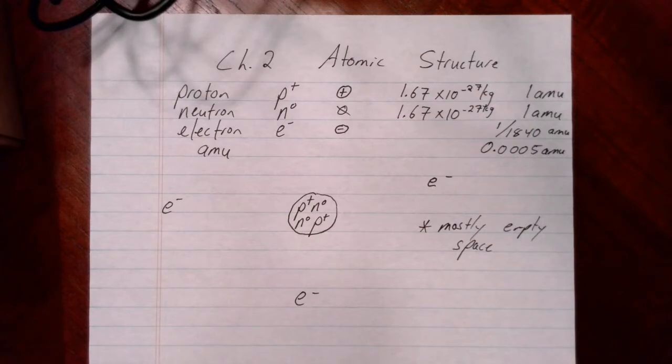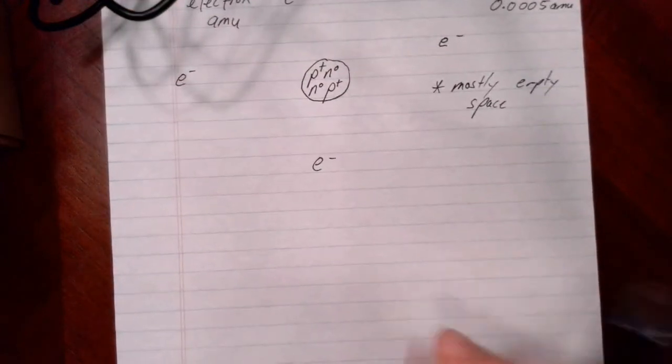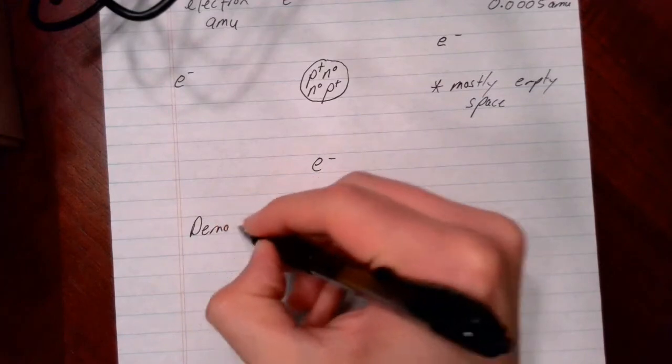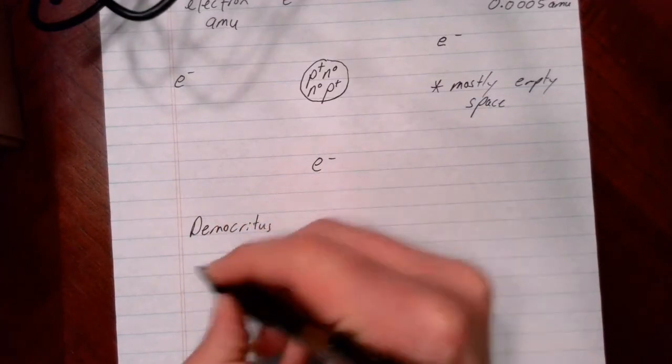Again, we'll look more into that in a few minutes, and then we'll spend the next chapter dealing only with the electron. But for now, let's go back in time a little bit and talk about some of the scientists that got us where we are today. So first we want to talk about Democritus and Aristotle.